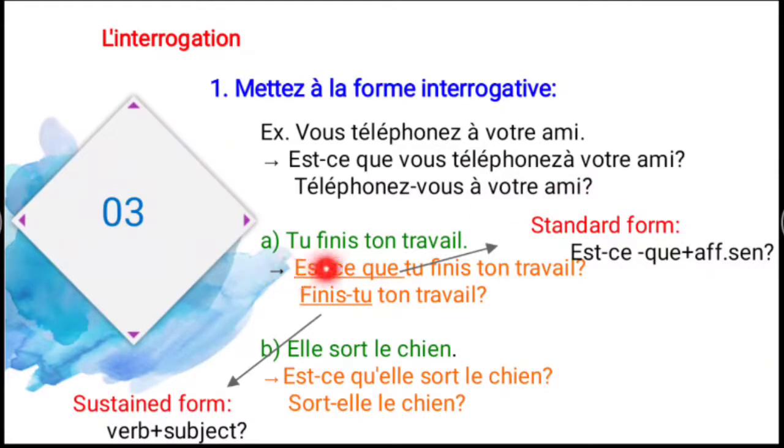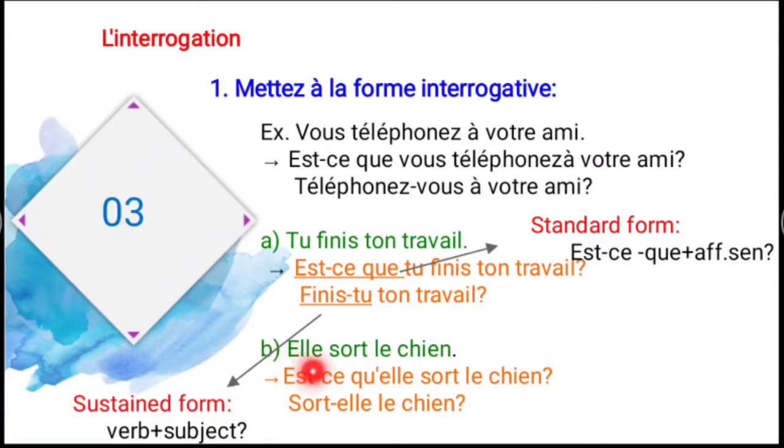First one is tu finis ton travail. It means you finish your work. So the first sentence, that is the standard form: est-ce que tu finis ton travail? It means do you finish your homework? And the second form, that is the sustained form, is finis-tu ton travail? Here the verb is what? Finis, and the subject is what? Tu. So finis-tu ton travail? It means do you finish your homework?